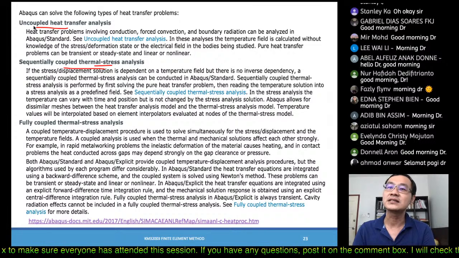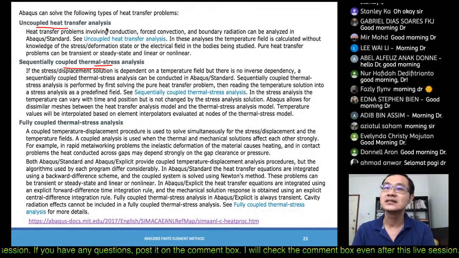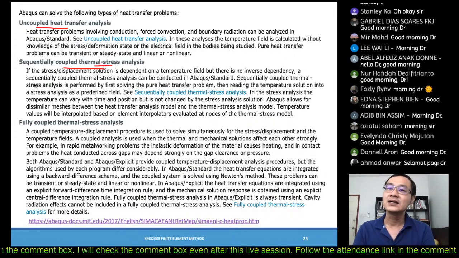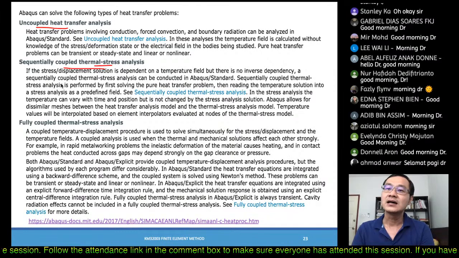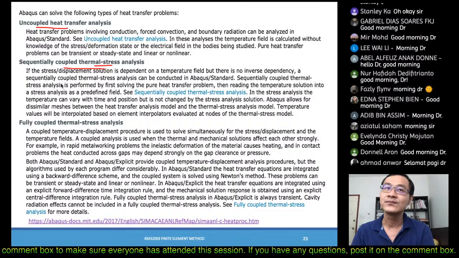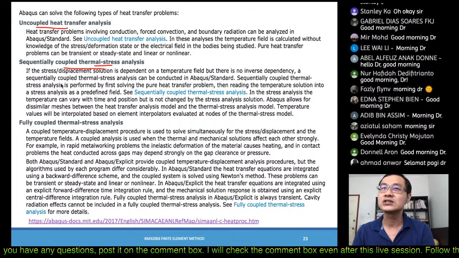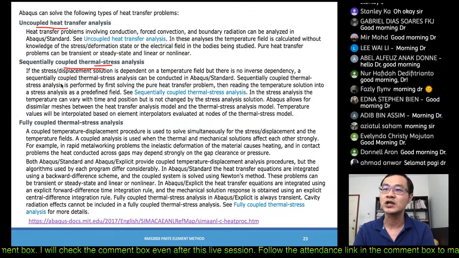So one is the uncoupled heat transfer analysis, where we mainly just do the heat transfer analysis. Then another one is the sequential coupled heat thermal stress, meaning we run the whole heat transfer analysis, capture the temperature profile throughout the time, and transfer it to run the structural part, to obtain the displacement and the stress of the part.